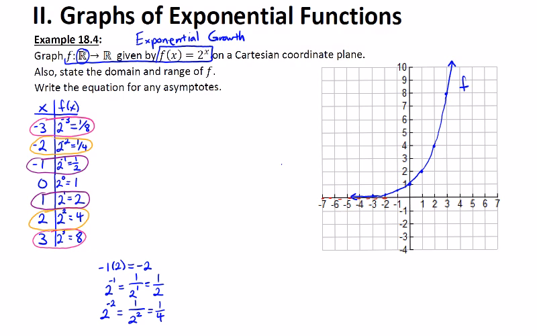We are also asked to state the domain and the range. The domain of this function was given to us in the function definition. That would be all real numbers. But the range was not given to us. We have to observe the range from the graph, and the entire graph is above the x-axis, so that would be represented as 0 to infinity. And notice that I don't have a hard bracket on the 0 because I don't want to actually include the x-axis there. And then the last thing would be writing the equation for any asymptotes. There is only one asymptote. It's a horizontal asymptote, and it is located at y equals 0.